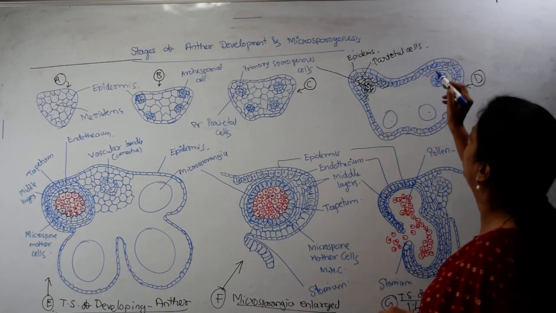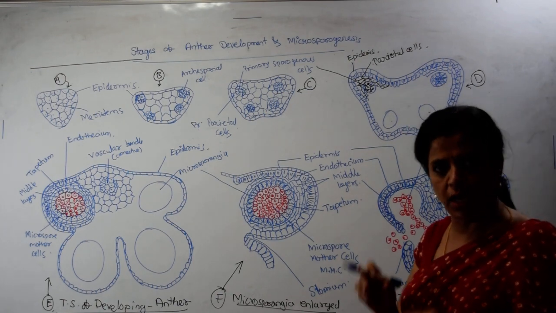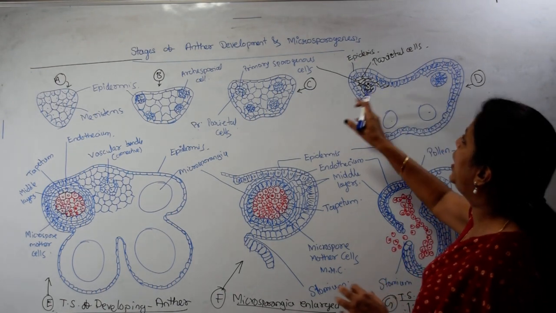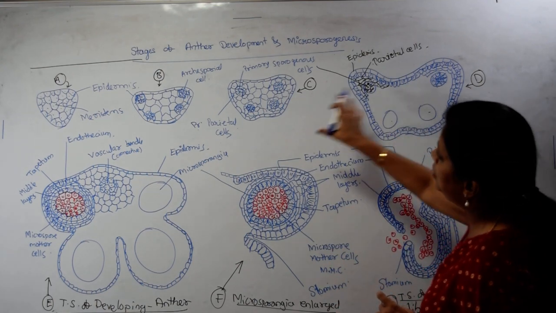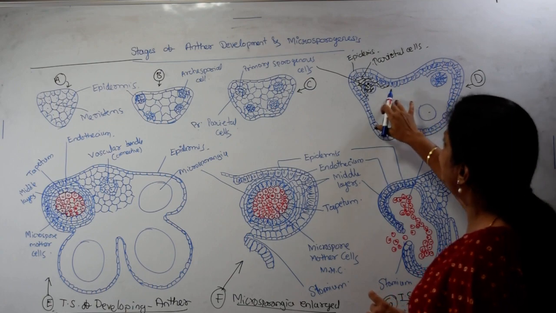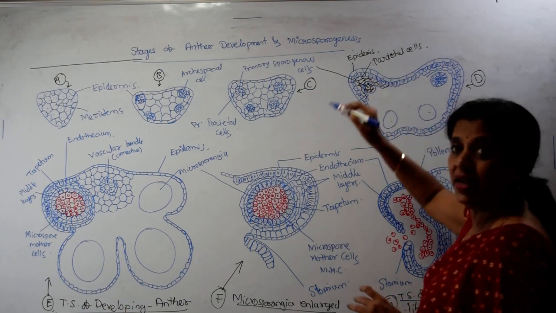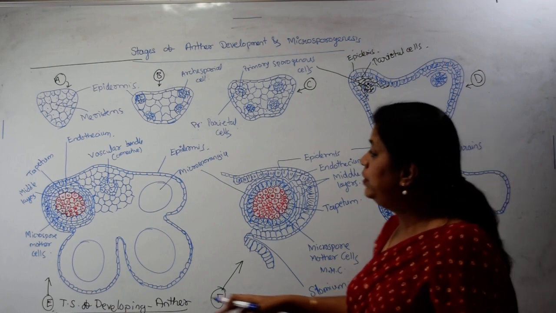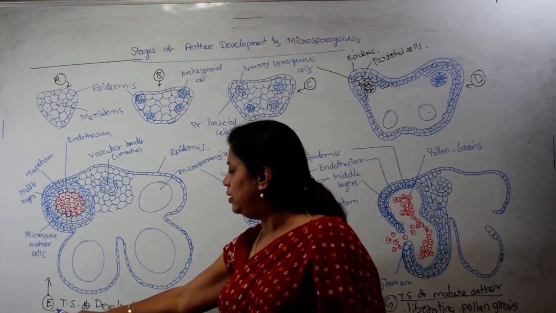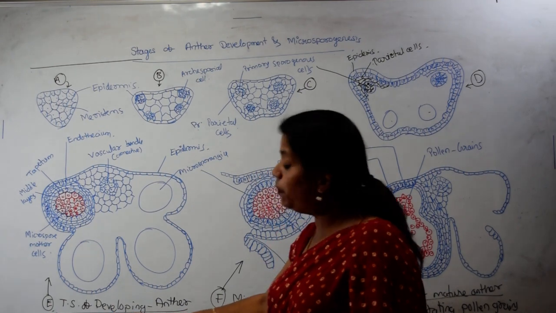1, 2, 3, 4. They are called microsporangia. They are going to become microsporangial initial cells or microsporangial cells. Right? These are the first stages. After this, I will be showing you how this will enlarge with the help of a detailed structure. Right? The diagram E explains the stages of the developing anther.